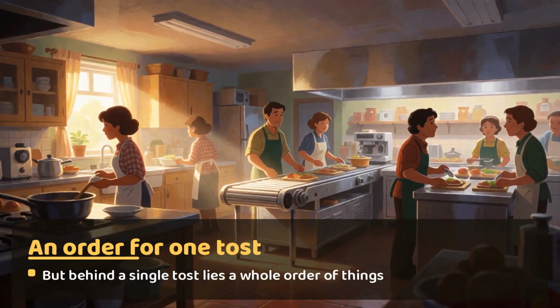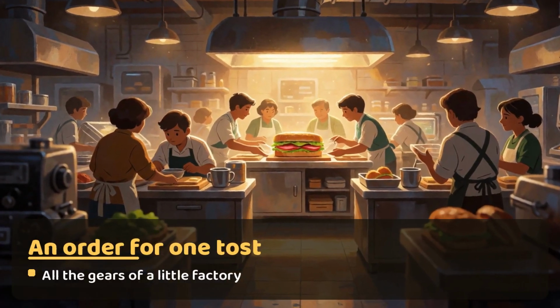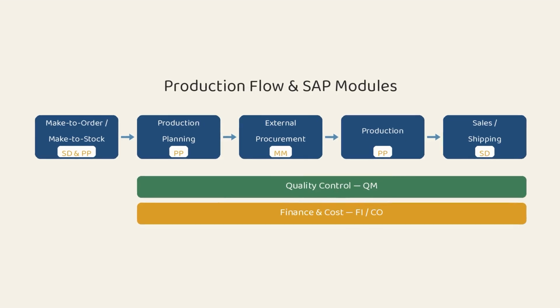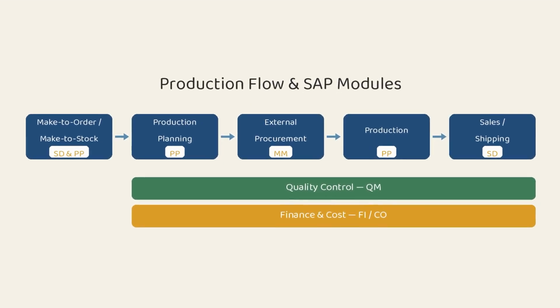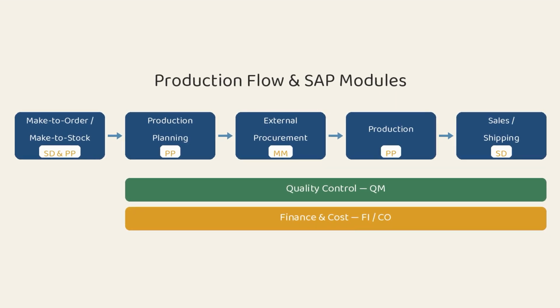2 slices of bread, a little cheese, a little sausage, and a toast press. That is all, is not it? But wait, hidden behind that simple request is a whole factory. There is a demand, there is a recipe, there are materials. Some of them you make yourself, some you buy from outside. You keep stock, you plan, you check the quality, you even work out the cost.